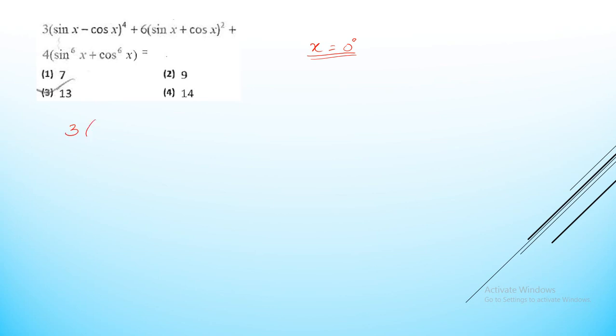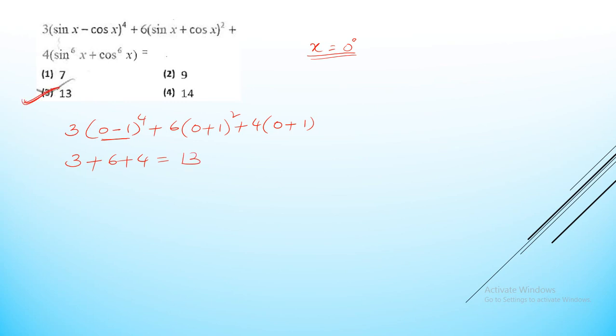So 3 times sin 0 is 0, cos 0 is 1, whole power 4, plus 6 times sin 0, which is 0, plus cos 0, 1 whole square, plus 4 times sin to the power 0, which is 0. So sin to the power 0 is 0 plus cos is 1. So simply 3 into minus 1 whole power means plus 1. So 3 plus 6 plus 4. So directly the answer is 13.